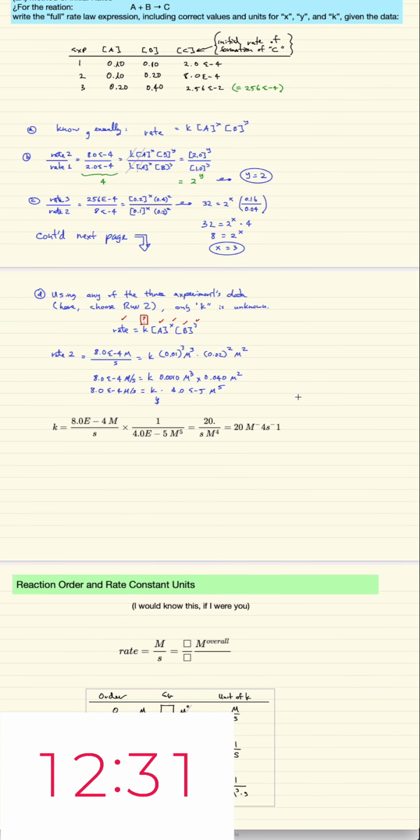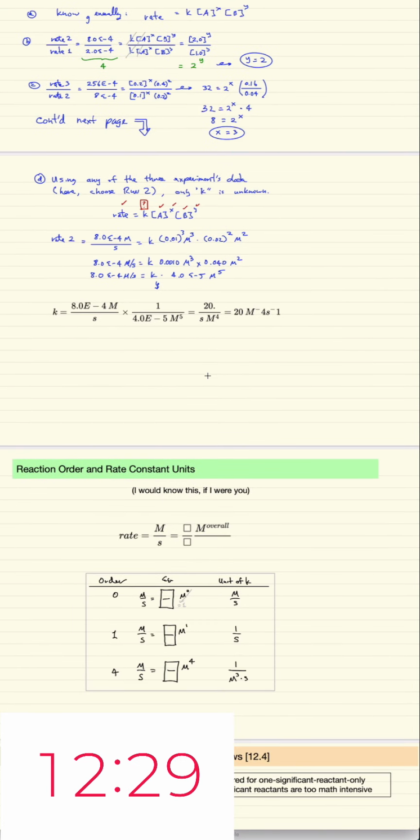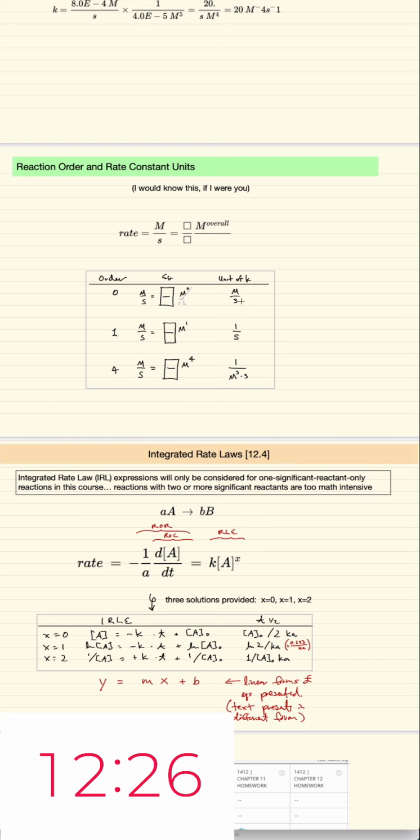Fundamental science. Okay, let's see. Reaction order and rate constants. The key to know is anytime you have a rate for a reaction, the rate has to be a single unit of concentration over a single unit of time. Here I'm using molarity per second. So your K value, rate equal K concentration, your rate equation K unit has got to change.